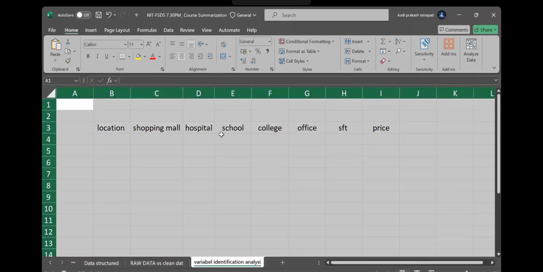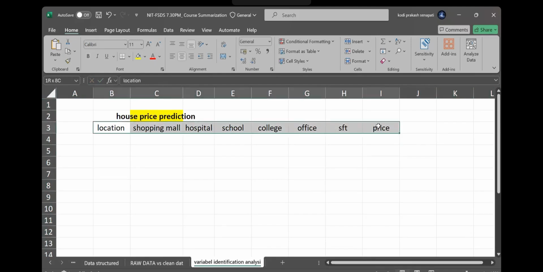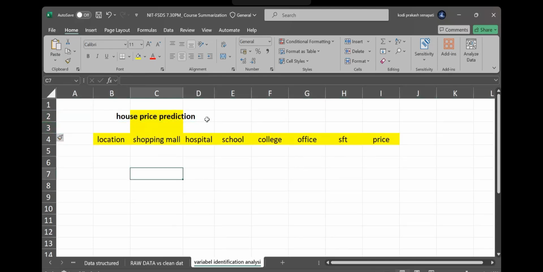So here, just go back to this one. Assume I have these many things, guys. The name of the project is House Price Prediction. This is all those things, these are my attributes. Can you tell me how many attributes we have here? How many attributes do we have, guys? 1, 2, 3, 4, 5, 6, 7, 8.